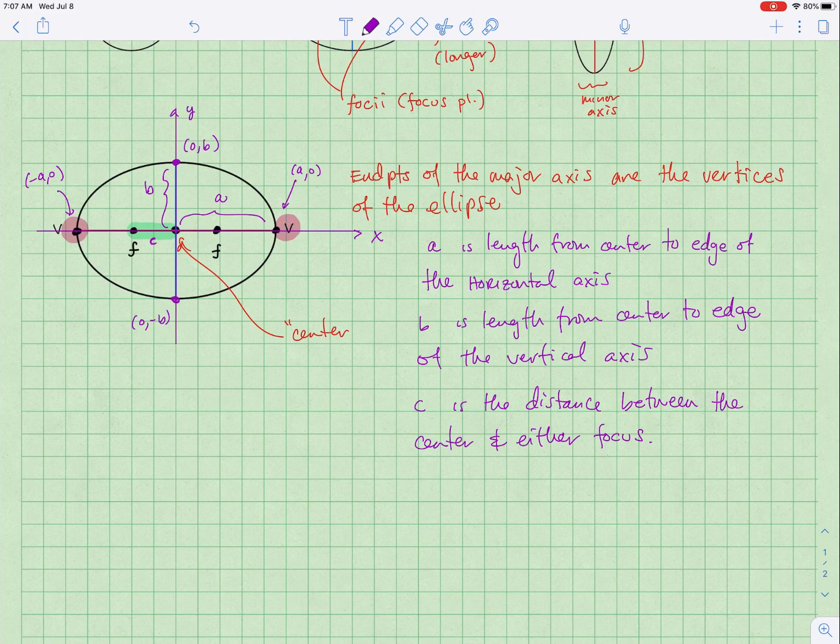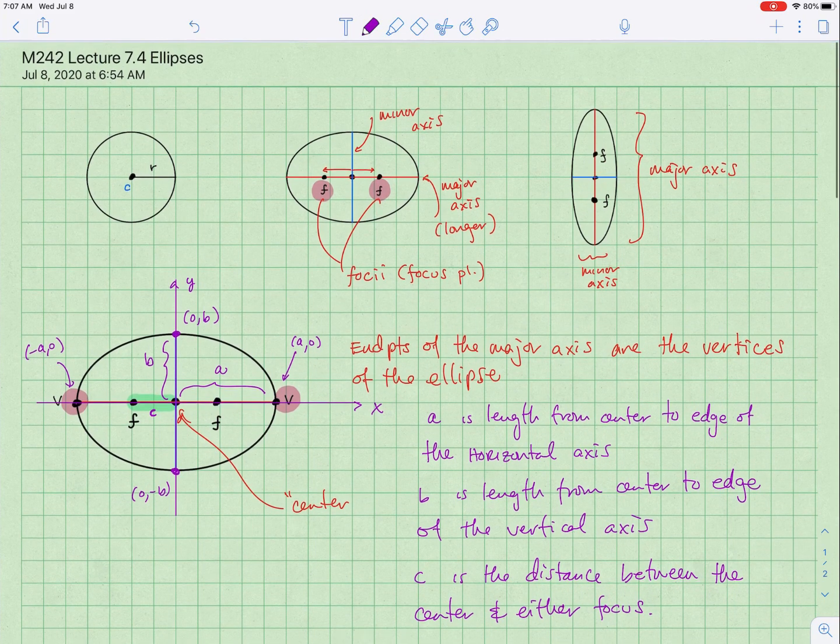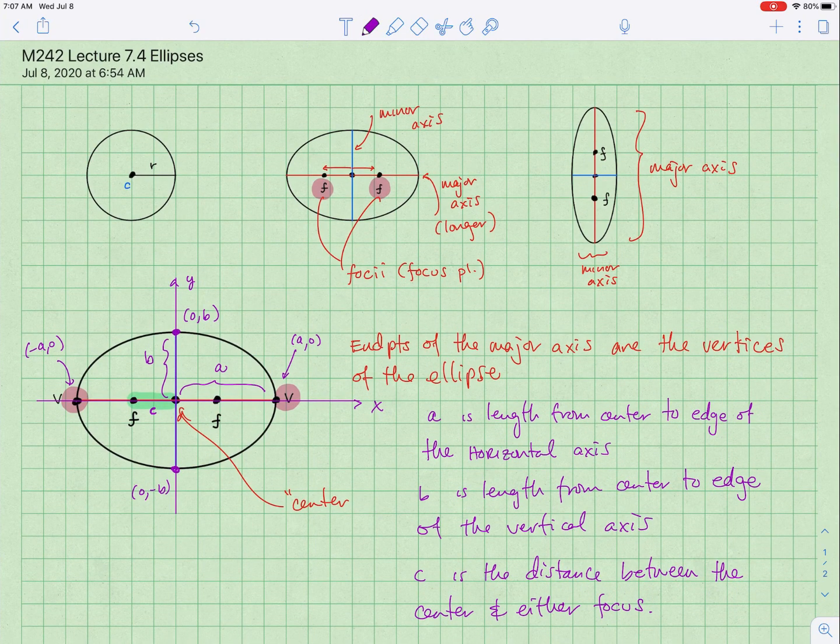So those are the main features. The one small thing here is we need to be careful about confusing C, the distance from the center to the focus, with the letter C that we use up here for the center. Here, C is (H, K).